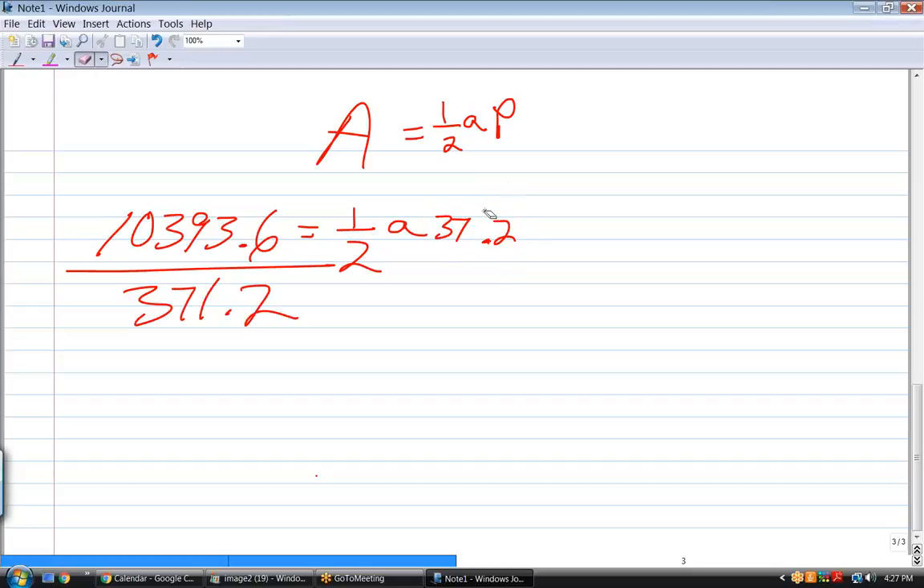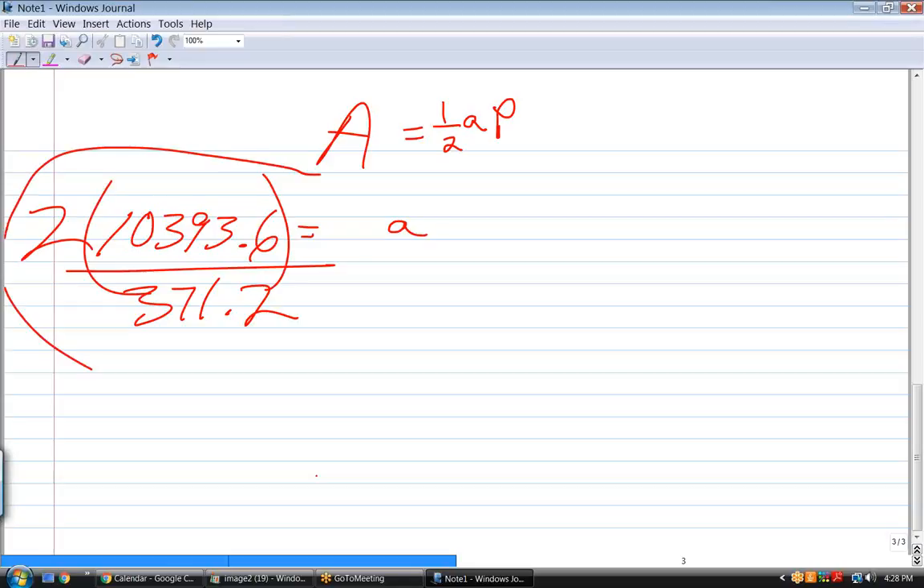Takes that out from there. What's the next step? Whatever that equals, if you multiply it by 2, you get a. So we're going to multiply by 2. It gets rid of that, and that's what the apothem is. I don't have any concern that you don't know how to get that. I'm certain you know how to get that.